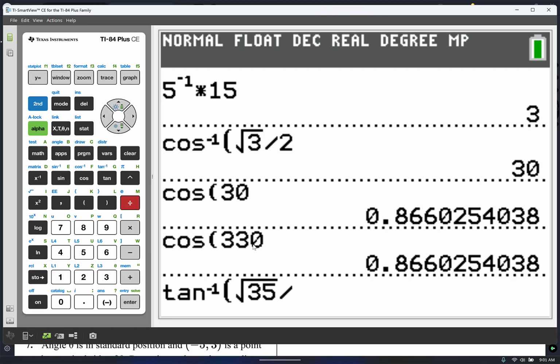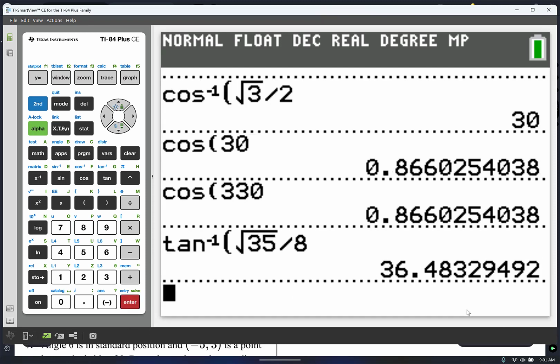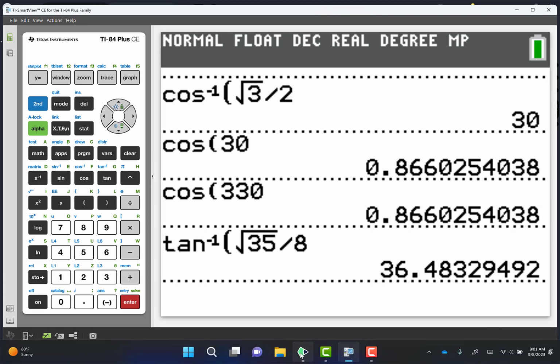Square root of 35 over what? I already forgot it. 8? Yeah, my short-term memory is really bad when I don't get sleep. So there it is, 36.5 degrees.